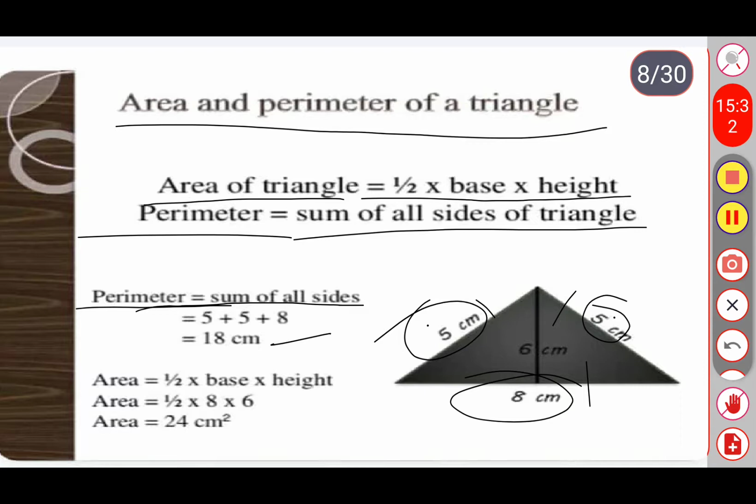Next, find the area. Area is equal to half into base into height. Because we already know the base and height of the triangle, right? So directly consider area of triangle is equal to half into base into height. In that, base is 8 centimeter and height is 6 centimeter. So cancel these: 2 ones are 2, 4 sixes are 24 centimeter square is the area of the triangle.